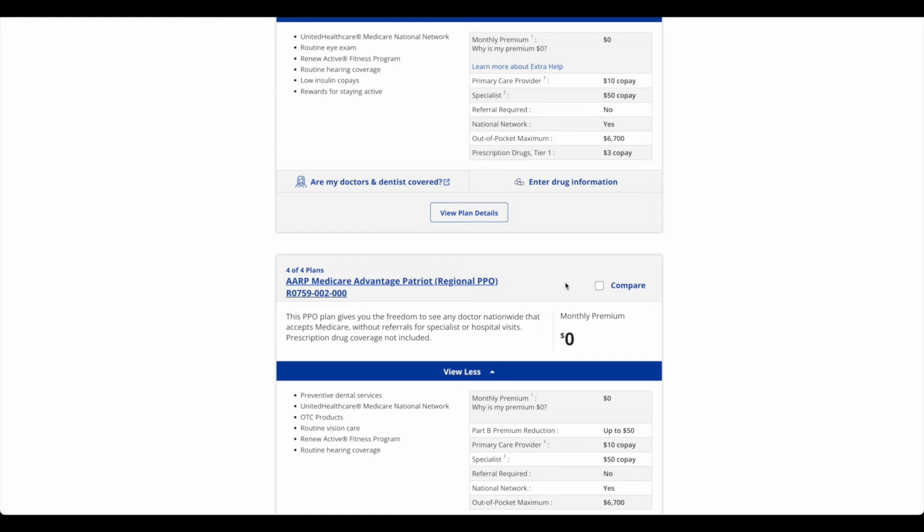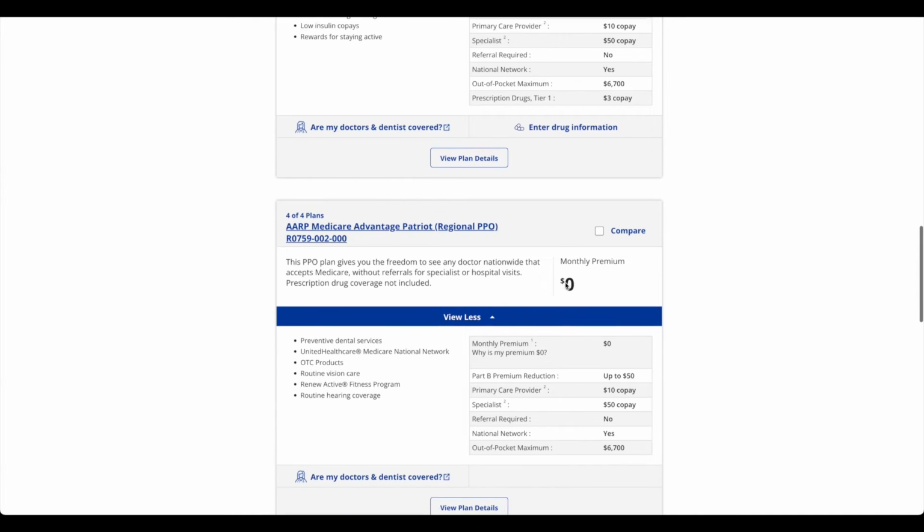So it's really not that bad. I would pick this plan if I don't have any specific medications that are very expensive, maybe just a few generics. This is a great plan because not only am I going to have that national unrestricted network, but I will have good coverage for my medications as well, and the cost could still be down at $0 if I get a medication plan that costs $30 and I get that Part B premium reduction up to $30. So it could be a pretty fair comparison there.